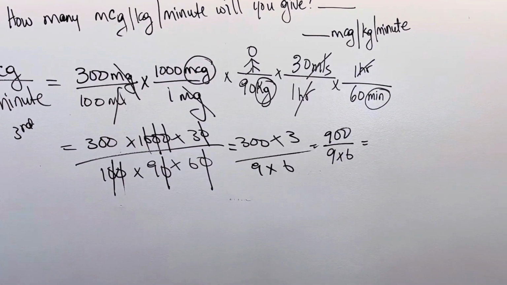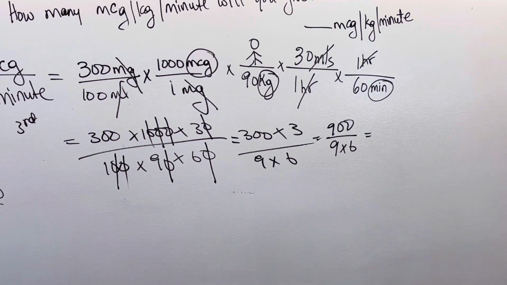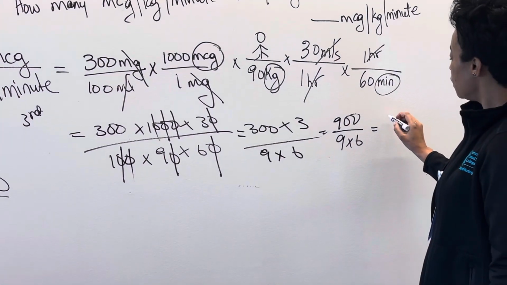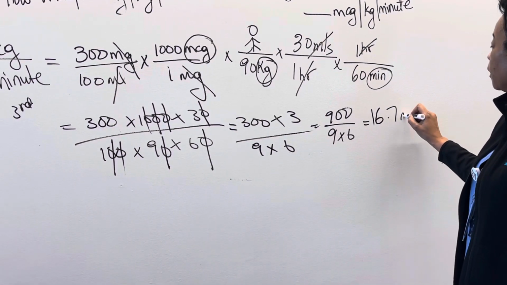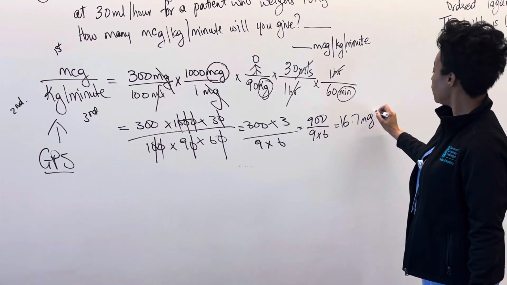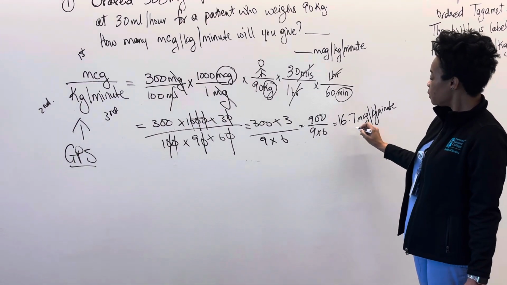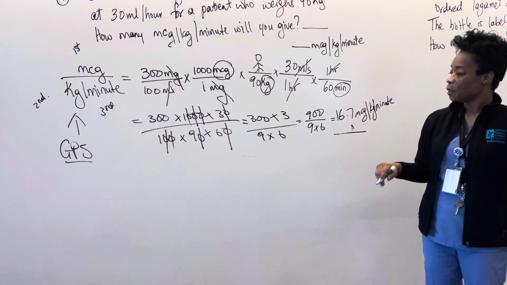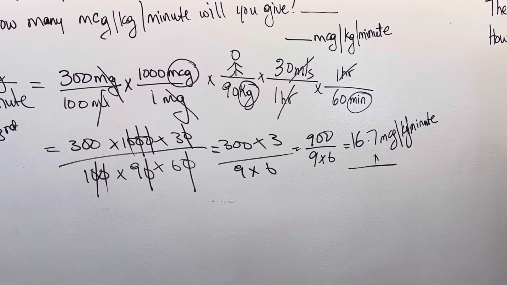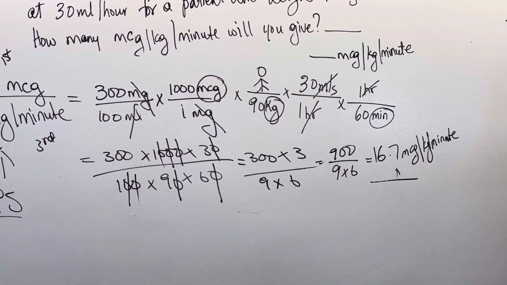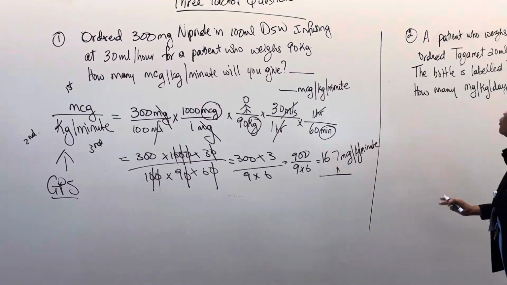And on my calculator, somebody help me. What's my answer? 16.7. And we've double checked that, correct? Micrograms per kilogram per minute. Okay, here at TCC, we round to the 10th decimal place. Are we good? Yes, so we are good here. Moving on. Next question.